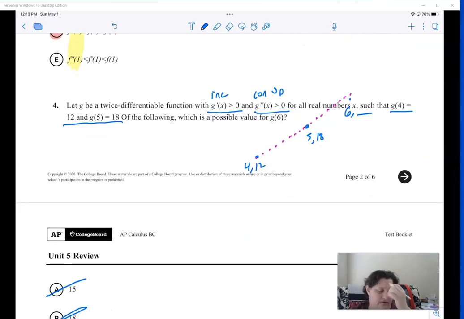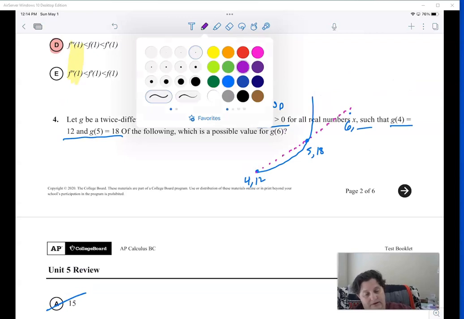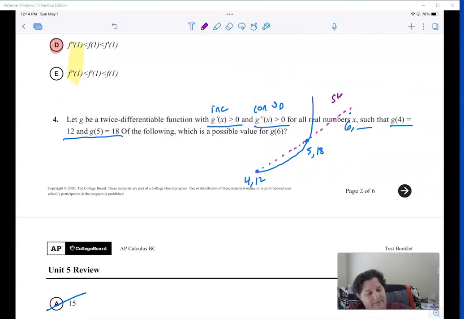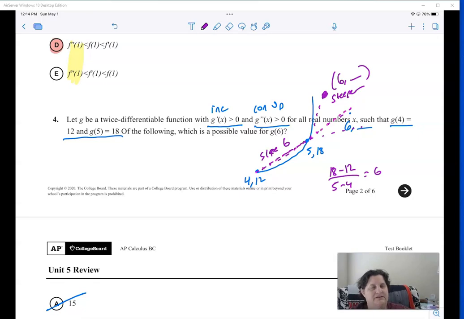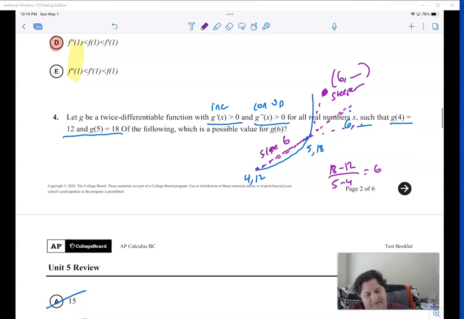Okay, now the concavity. We got to think about this. In order for this to be concave up, we're going to look at the slope. The slope here has to be steeper than the slope here, right? If that goes like that, and then it goes less, that's not going to be concave up. And if it goes the same, it won't be concave up. It has to be steeper. So I'm going to look at the slope right here. 18 minus 12 over 5 minus 4 is 6. So those have a slope of 6. So whatever point this is, 6 comma something, the slope needs to be bigger than 6.